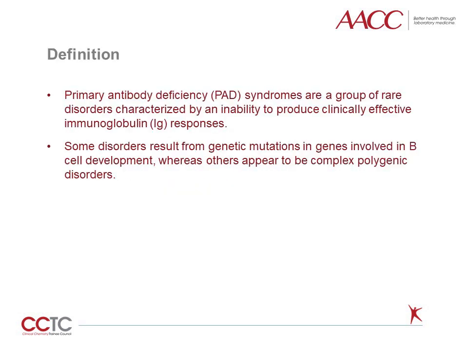Primary antibody deficiency syndromes are defined as a group of rare disorders characterized by inability to produce clinically effective immunoglobulin responses. Some disorders result from genetic mutations in genes involved in B-cell development, whereas others appear to be complex polygenic disorders. The prevalence, symptoms, diagnosis, and treatments of each of the major humoral immunodeficiencies will be discussed.